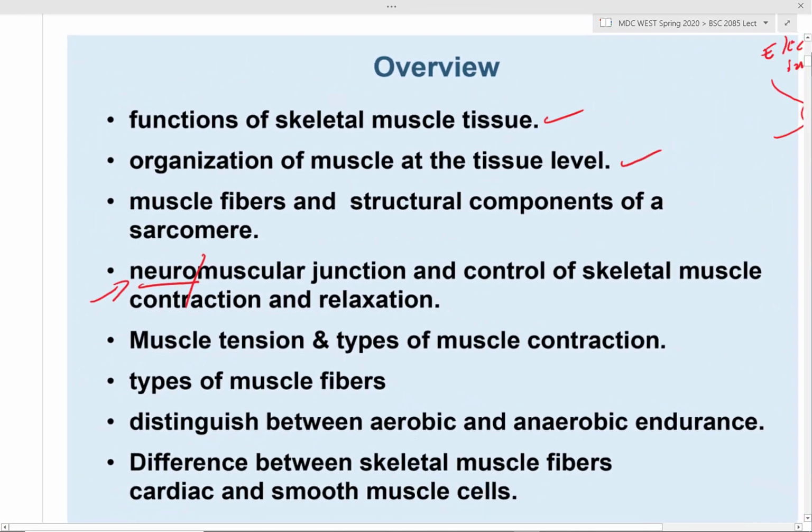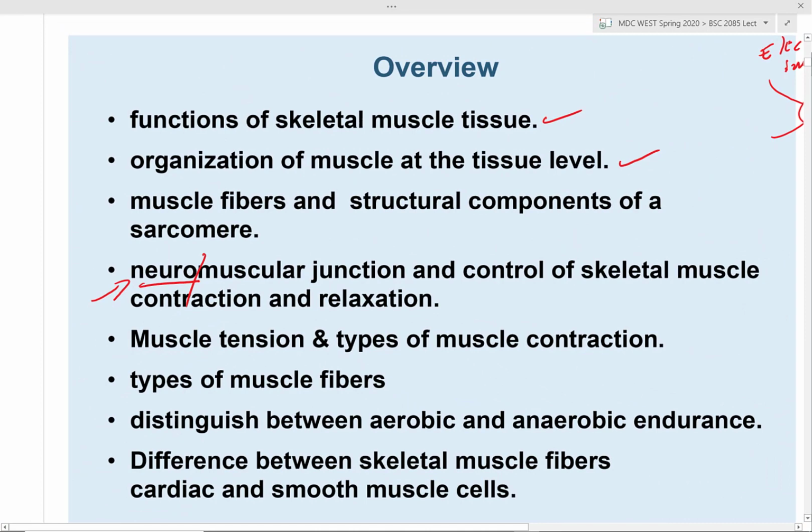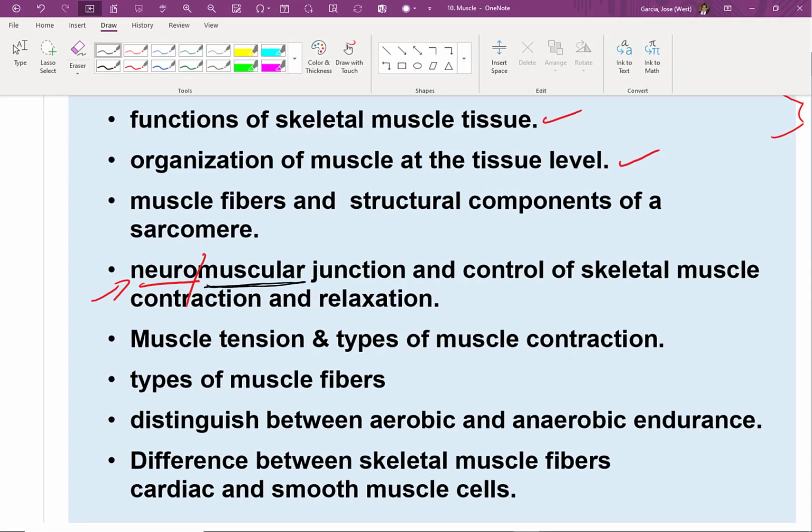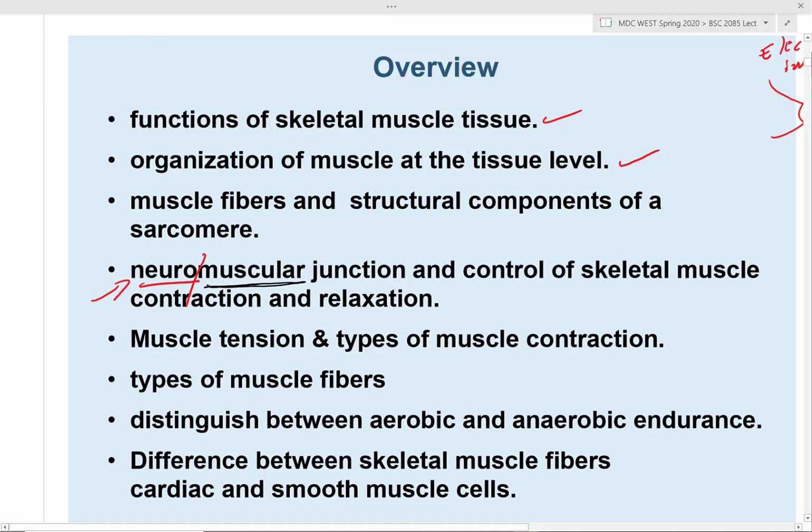That process takes place where? At the muscular section. What is muscular? It means that electricity reaches the muscle and tells the muscle to do what?